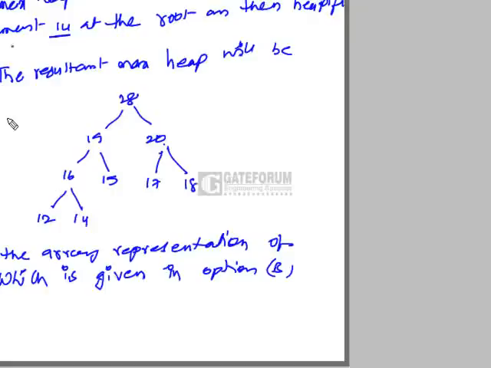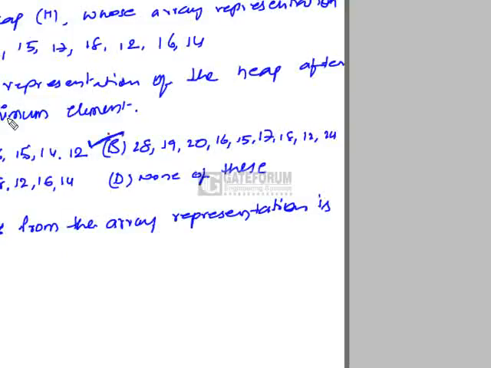So if we keep the last inserted element, that is 14, at the root, we will get the tree as this one, and if we heapify this tree, we will get the final max heap as this one, and the array representation for this heap is given as option B. So here the correct option is option B.